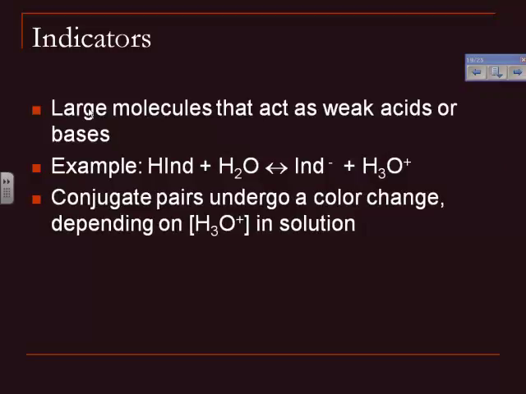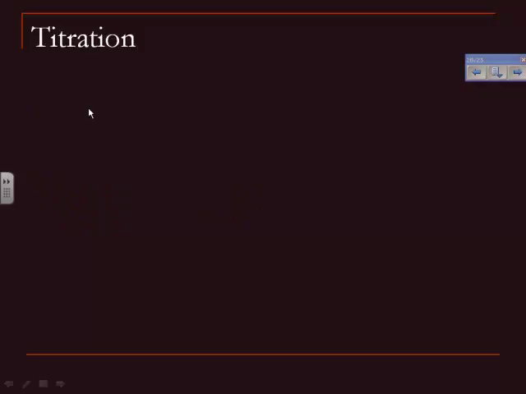So we undergo a color change depending on the H3O+ concentration. If there's more H3O+ concentration, the reaction will go in reverse, producing more of the H indicator with the hydrogen. If there's less of the H3O+, it'll go forward, producing more of the indicator without the hydrogen, and those are two different colors. There's a chart in your textbook of all the different indicators and the different colors and when those color changes occur based on the pH.